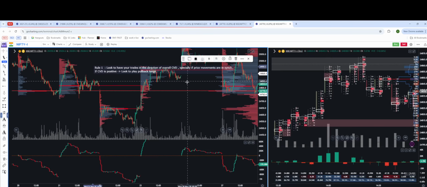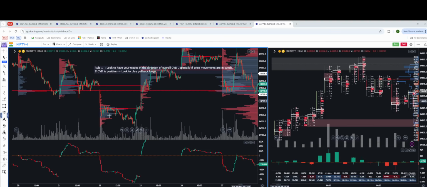Okay, so rule number one: look to trade in the direction of the overall CVD, especially if the price movements are in sync. So if CVD is positive, look for pullback longs and don't look for shorts. Similarly, if the CVD of the day is negative, look for shorts and not longs.